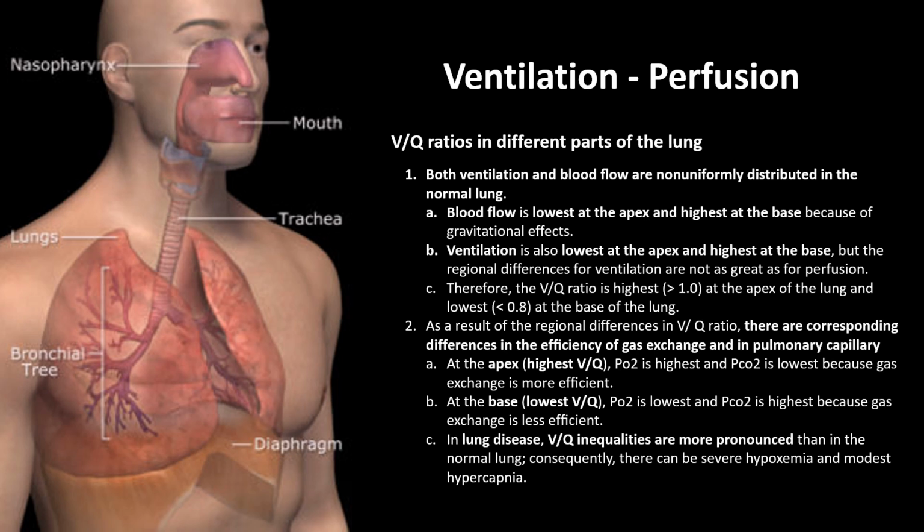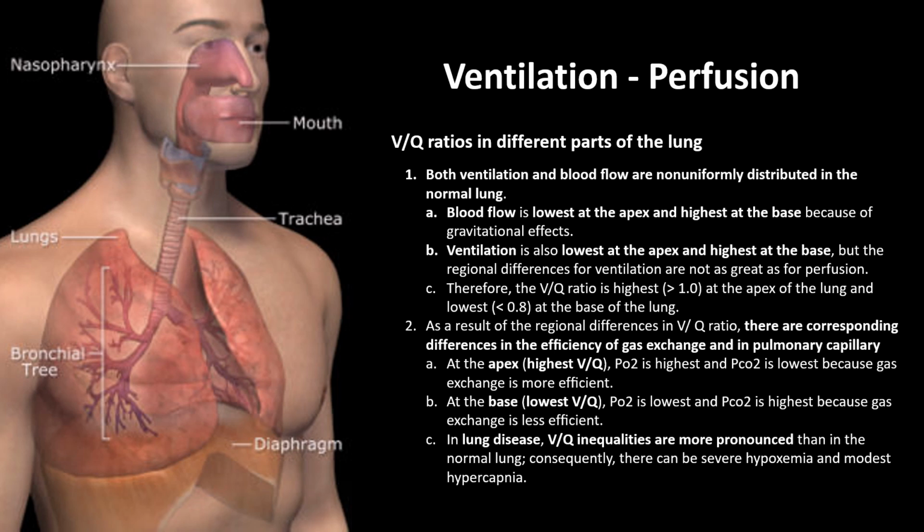Now, what about the VQ ratios in different parts of the lung? Both ventilation and blood flow are non-uniformly distributed in the normal lung. Blood flow is lowest at the apex and highest at the base because of gravitational effects. Ventilation is also lowest at the apex and highest at the base, but the regional differences for ventilation are not as great as for perfusion. Therefore, the VQ ratio is highest, greater than 1, at the apex of the lung and lowest, less than 0.8, at the base of the lung.